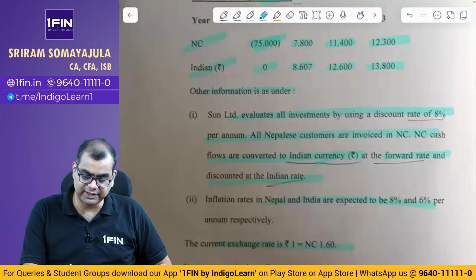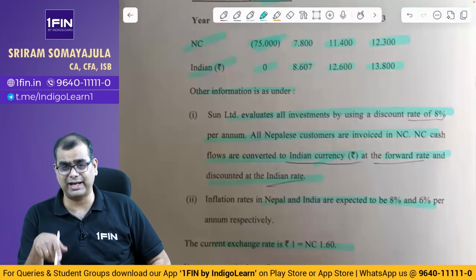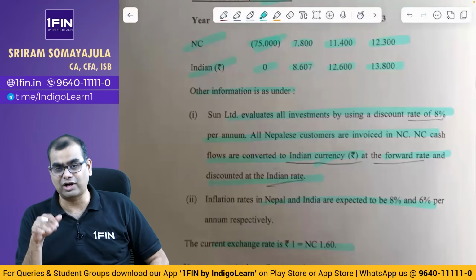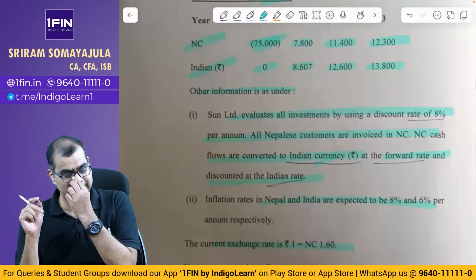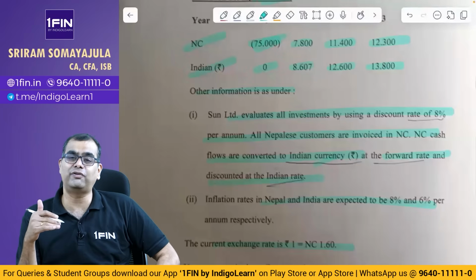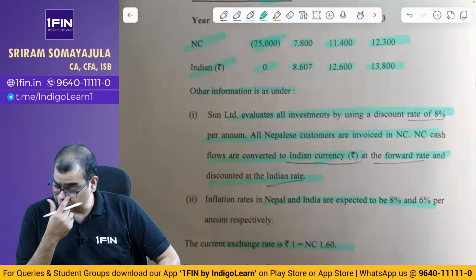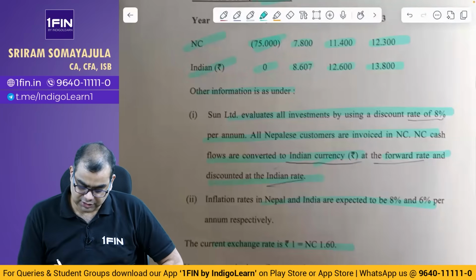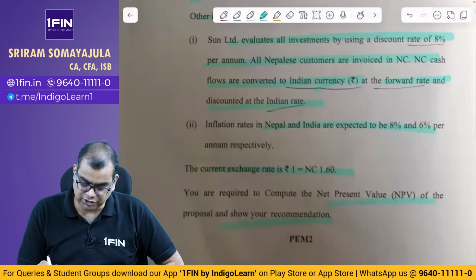See, when they've given the current exchange rate, and this is international financial management, I actually always suggest that if you have a choice, don't take this question, because one, it is computation heavy. Second, there is scope for errors. And there's scope for interpretation also. So you are required to compute the net present value of the proposal and show your recommendation.